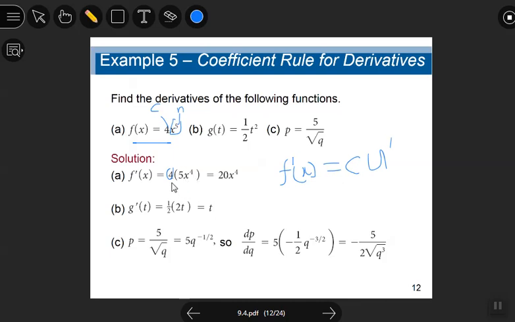So by multiplying this one, this becomes 20, 20 times x to the power 4. Now let's look at this one. Here our constant is half, and we need to take the derivative of this one because this is our u. So half times 2 times t, so it becomes t, and try for this one.